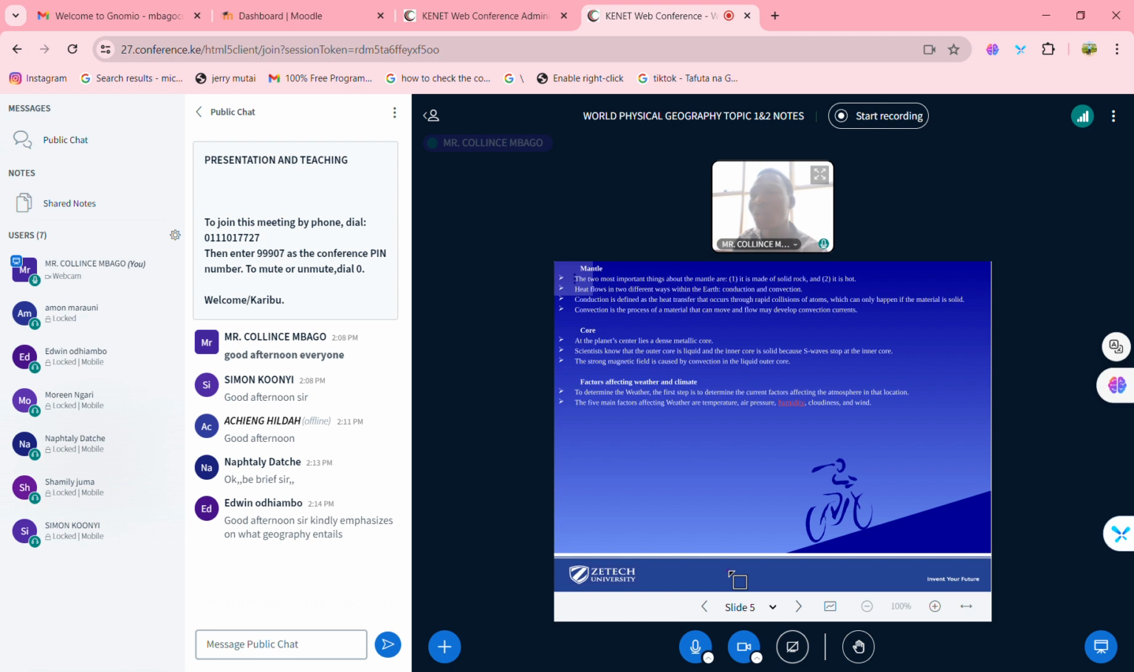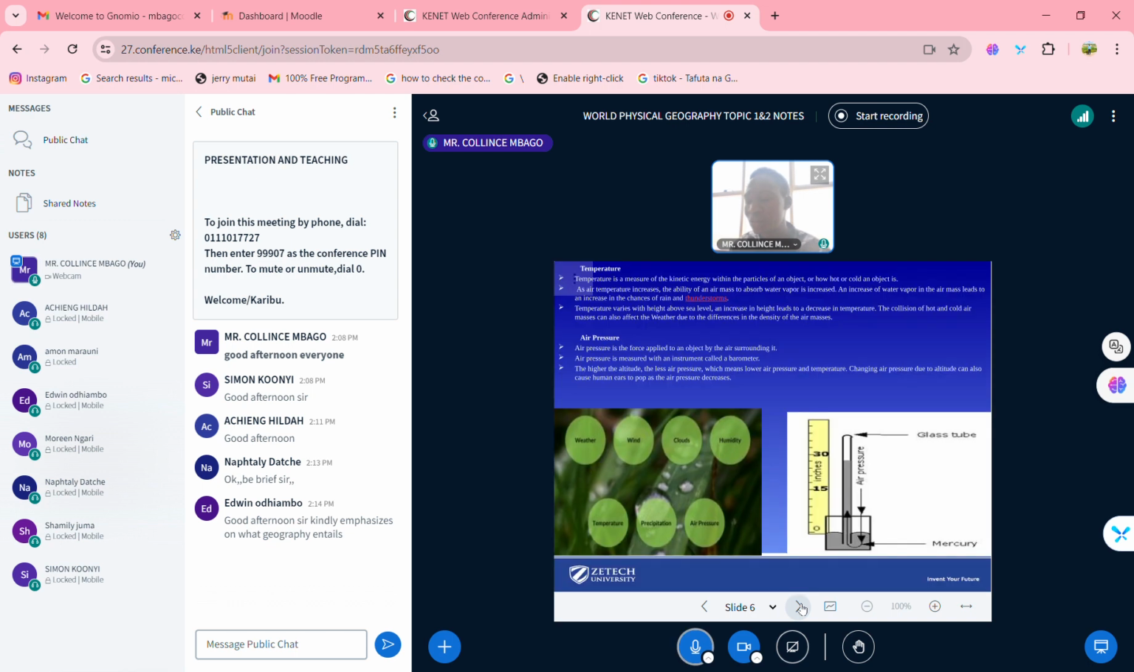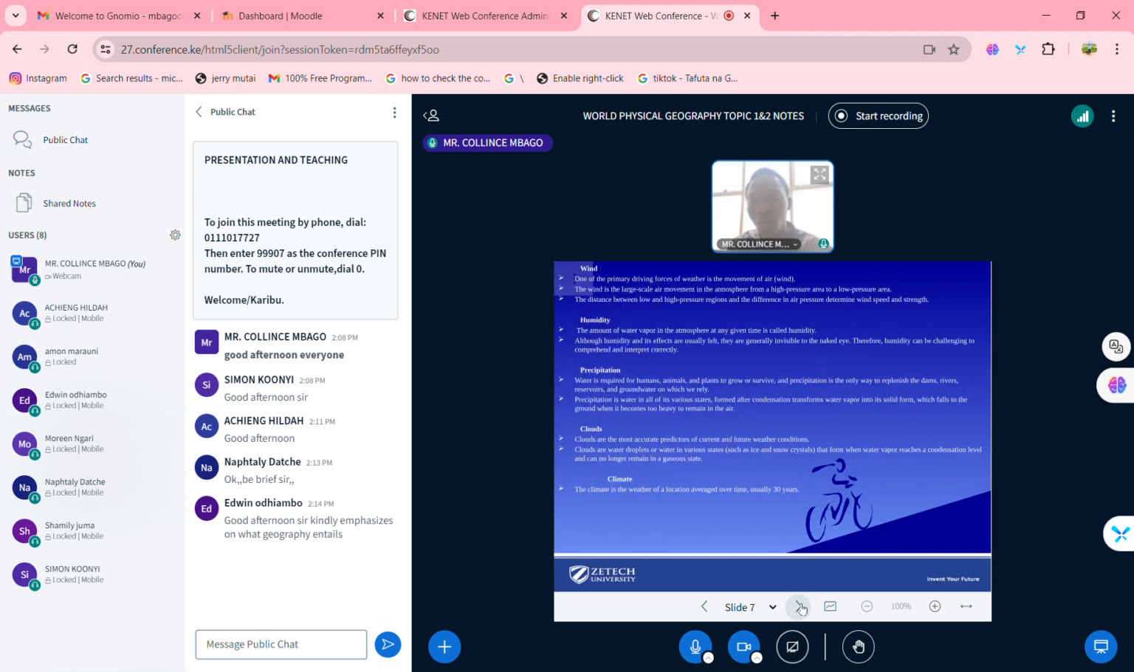Then we are going to look at the factors that affect weather and climate. We have six main factors that affect weather and climate: temperature, pressure, wind, humidity, precipitation, and clouds.